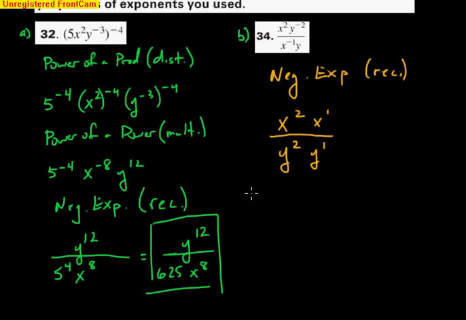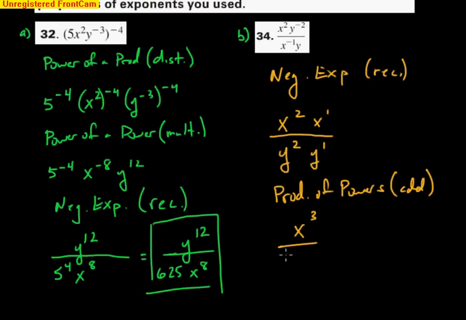And now notice, you don't have x and y on top and bottom, you have x's on top, y's on bottom. This is now the product of powers, where you add the exponents, because you have x's on top, 2 plus 1 is 3, there's 3 x's on top, y's on bottom, 2 plus 1 is 3 y's on bottom, and there's that, y to the third on the bottom. And there you go. So two great examples of properties of exponents with variables.